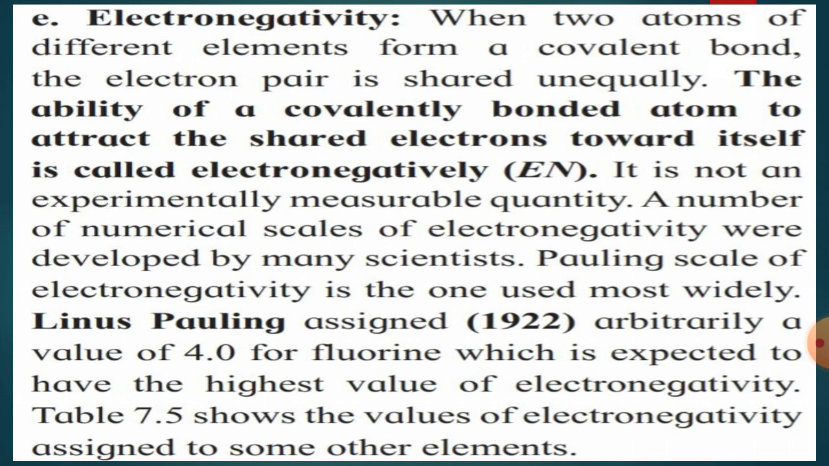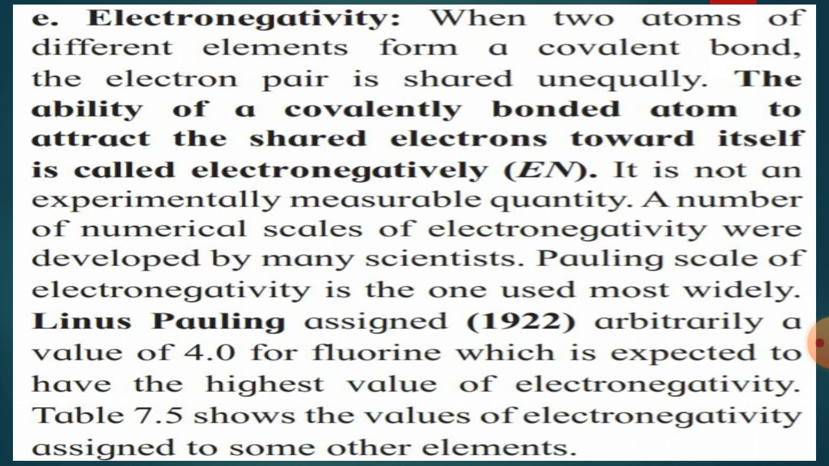We are playing a tug of war. Here two groups are there, both groups are holding the rope, and both want to win. The one which is more powerful wins. Similarly here also the electron pair is being shared. So the ability of a covalently bonded atom to attract the shared electron towards itself is called electronegativity, and these electron pairs are shared unequally.